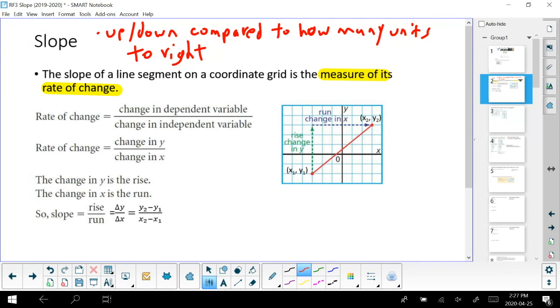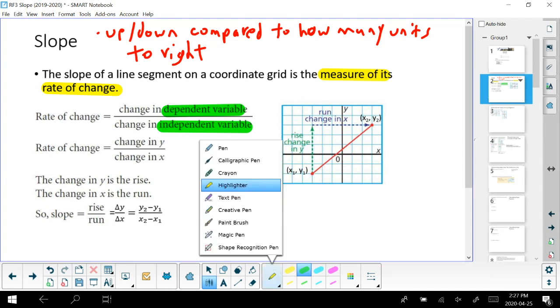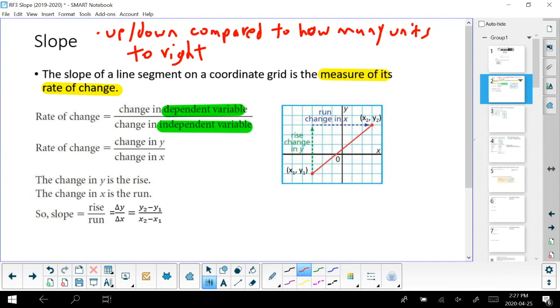Rate of change can be defined as your change in your dependent variable over your change in your independent variable. Now we know from earlier outcomes or even other courses like science that your dependent variable is going to be your y values and your independent variable is going to be all of your x values. Okay, so whatever we have along your y-axis over whatever you have along your x-axis. So again, we restate that as a change in y over a change in x.